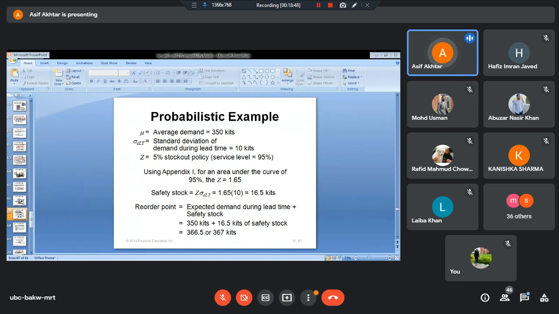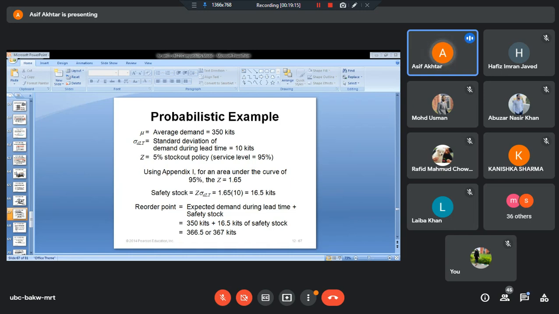आप इसको अभी फिलहाल इतना टेक्निकली इसको इतना समझिए कि Z is nothing but the value of Z at 95% probability. But when we refer to the normal distribution table, the value of Z is coming out to be 1.65. You multiply it with 10. As you know, the safety stock will become 1.65 into 10, 16.5.